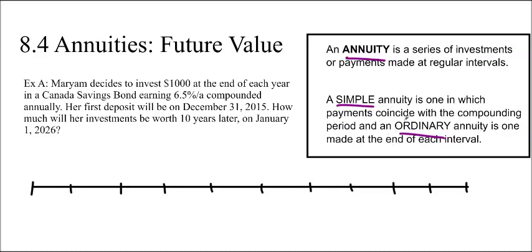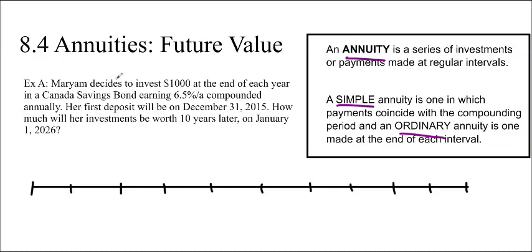So if I'm compounding annually, I'm only putting money in once a year at the end of the year. Simple ordinary: end of the year, and once a year. And if it was monthly, then I'd pay at the end of every month. Daily, I'd pay at the end of every day, and so forth, okay? So let's jump right in.